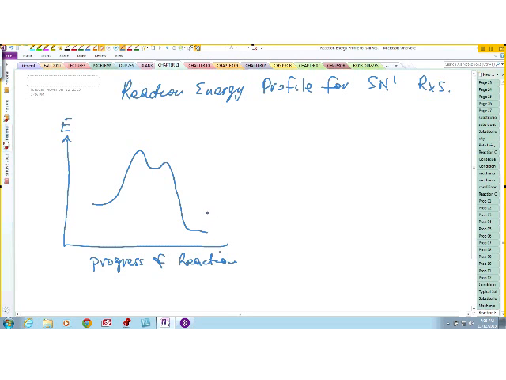So what this is telling you is that in the SN1 reaction, the carbocation is an intermediate. So you start with the substrate, and then you get to the transition state, and here you have the carbocation. So the carbocation is your intermediate, a carbocation intermediate in SN1 reactions. But in SN2 reaction, we have no intermediate.